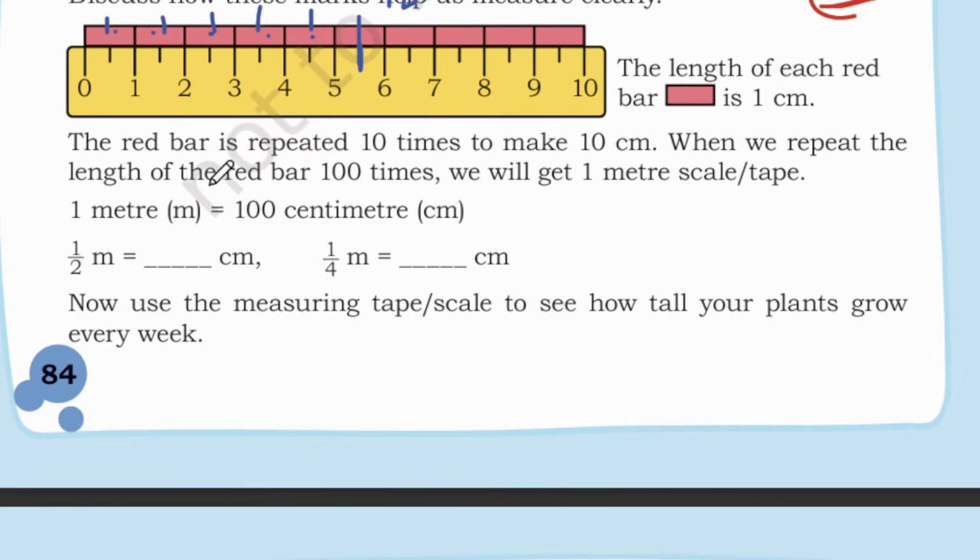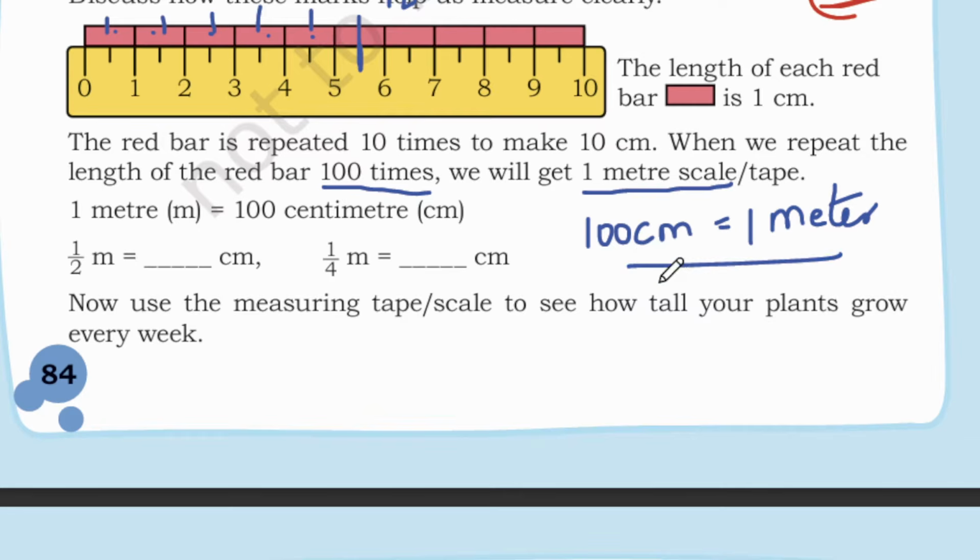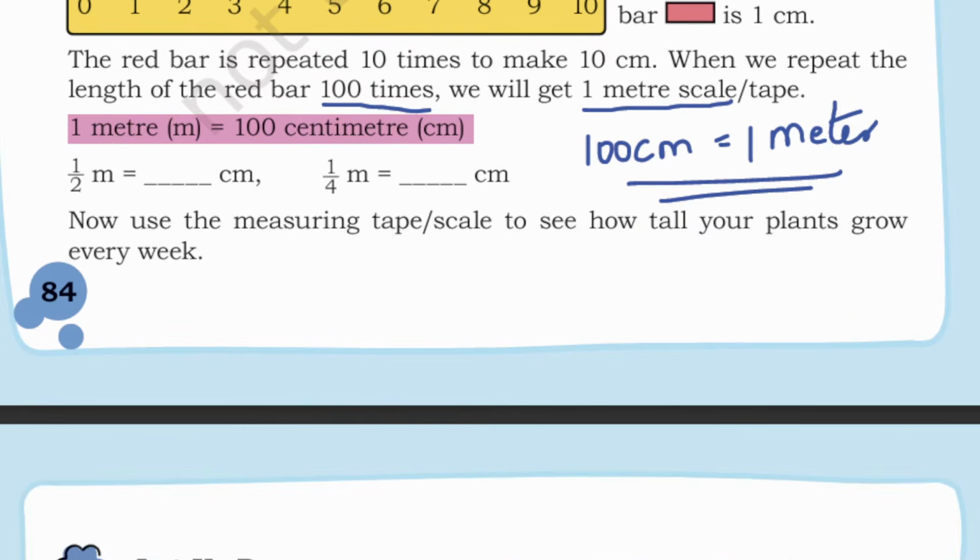When we repeat the length of the red bar 100 times, we will get 1 meter scale, which is 100 centimeter equal to 1 meter. This is very, very important, your exam question also. Okay, so 1 meter equal to 100 centimeter. I am going to highlight this, students. Very, very important for your exam. Okay, next.